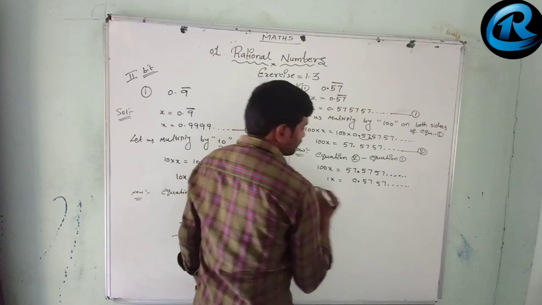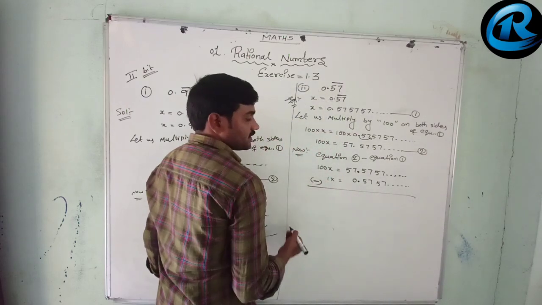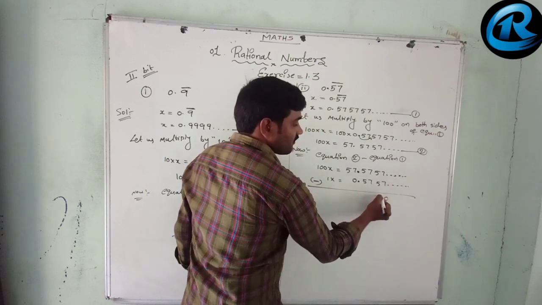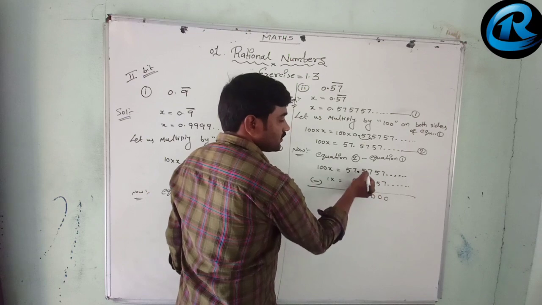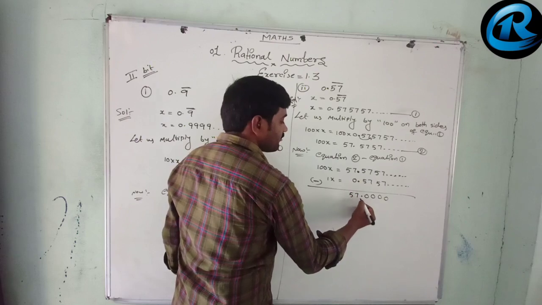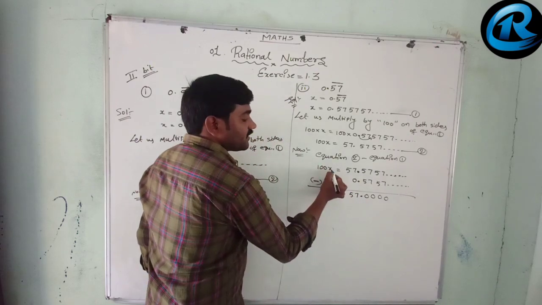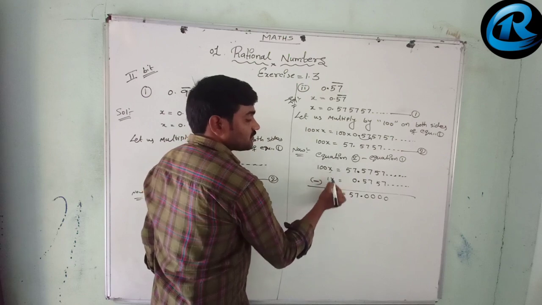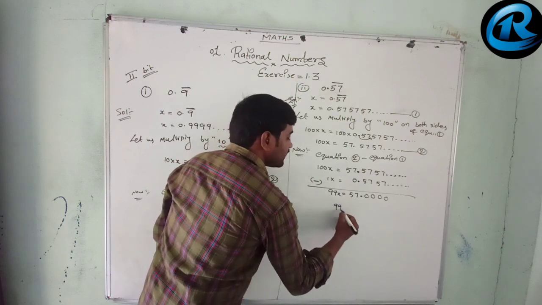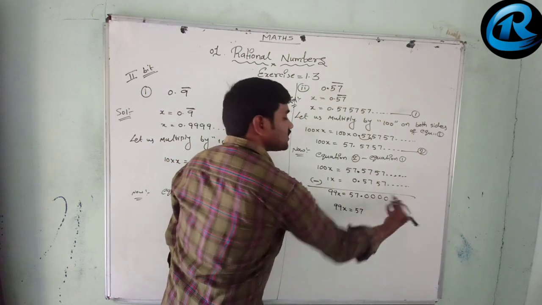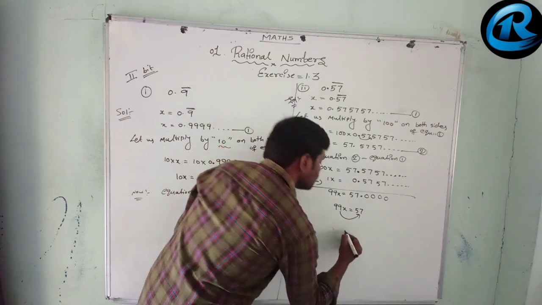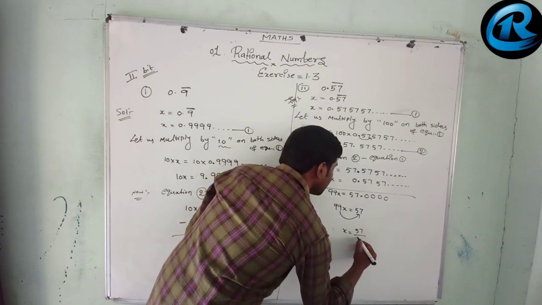Now subtract, so all these will be zeros. 7 minus 7 is 0, 5 minus 5 is 0, 7 minus 7 is 0, 5 minus 5 is 0, and 57 minus 0 is 57. That equals 100x minus 1x, which is 99x. Now we write 99x equal to 57. These zeros will be neglected. This 99 is multiplied with x, transfer it to this side and it becomes a division. So x equals 57 by 99.